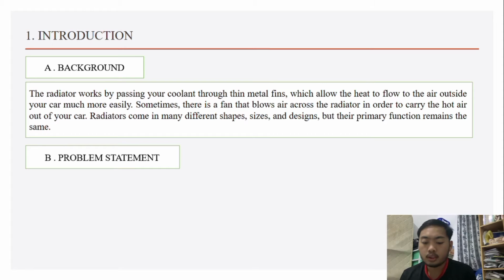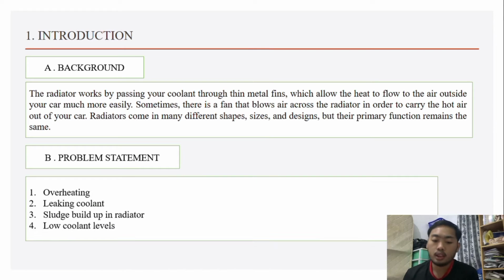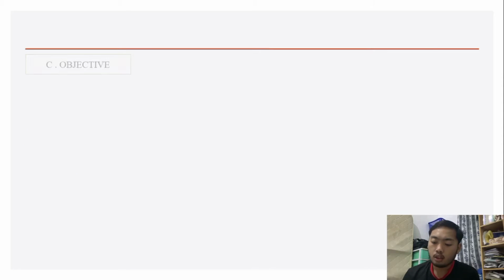B is problem statement. First is overheating, second is leaking coolant, third is sludge built up in the radiator, fourth is low coolant levels. C is objective.